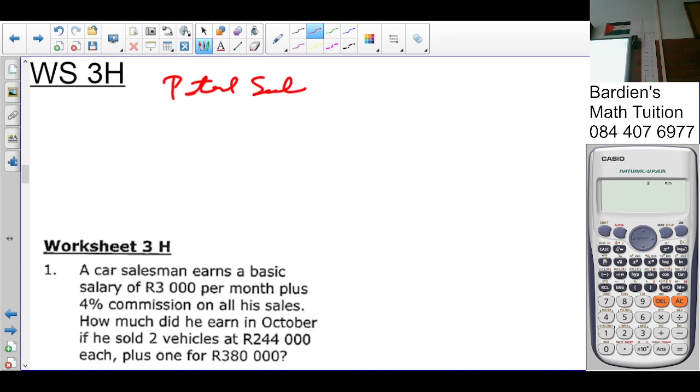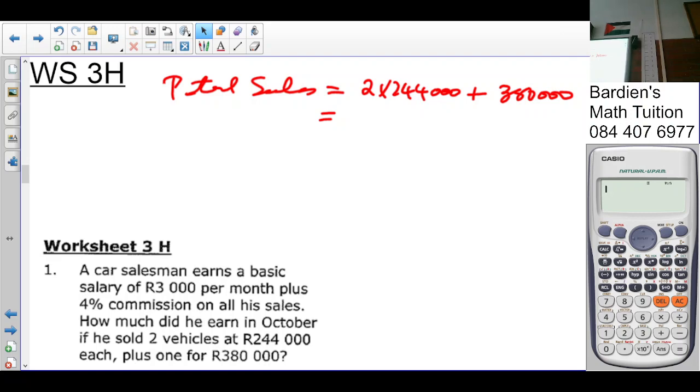Total sales gives us 2 cars at 244,000 Rand plus 380,000 Rand. So his total sales, 2 times 244,000 plus 380,000, is 868,000 Rand.